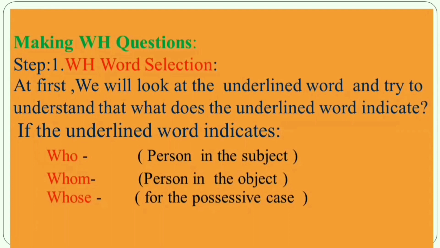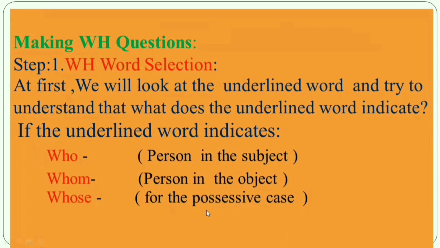And the first step is WH selection. At first, you will look at the underlined word and try to understand what the underlined word indicates. If the underlined word indicates a person in the subject, then the WH word will be who. If the underlined word is in the object and indicates a person, then the WH word will be whom.